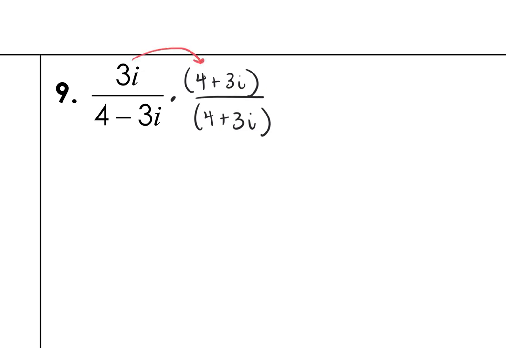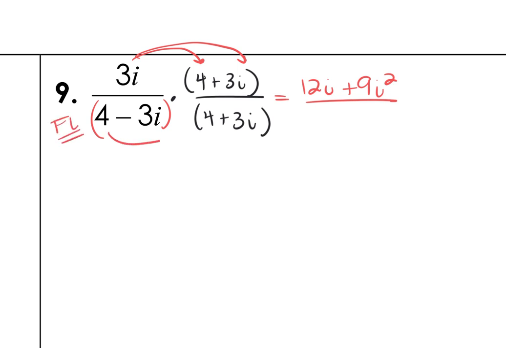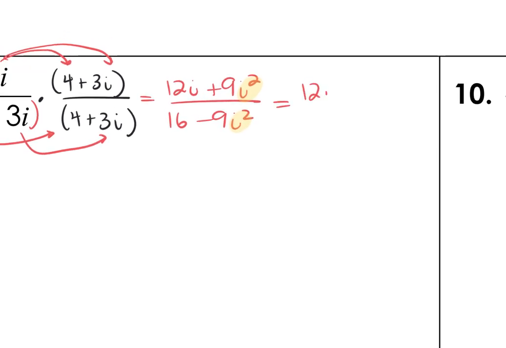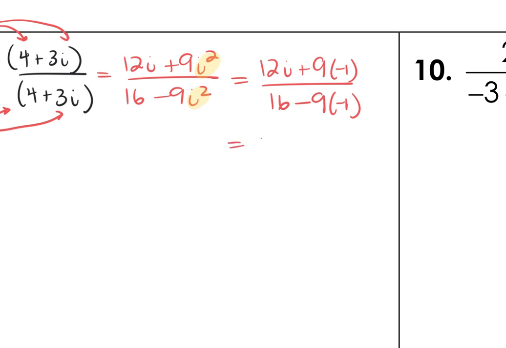I'll distribute. 3i times 4 is 12i. 3i times 3i, I get 9i squared. Complex conjugates, we get to do FOIL, our shortcut. 4 times 4 is 16. Negative 3i times 3i is negative 9i squared. I'm replacing my i squareds with negative 1. So I get 12i plus 9 times negative 1. 16 minus 9 times negative 1. So we get 12i minus 9 all over 16 plus 9.